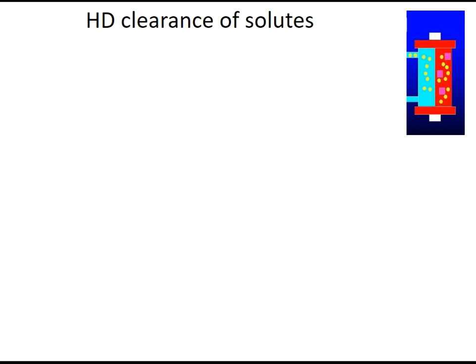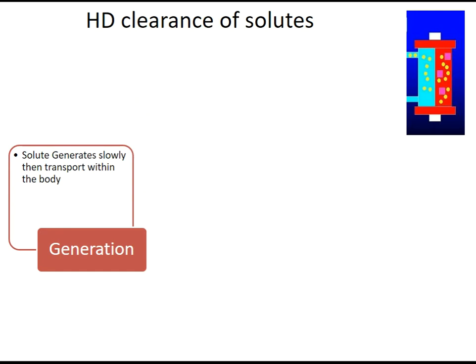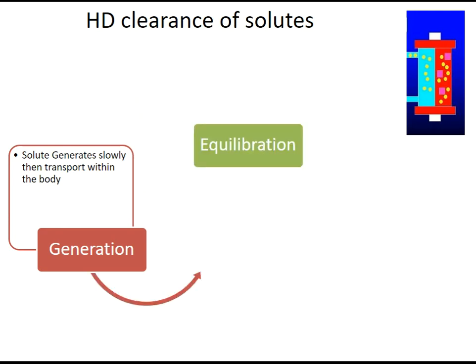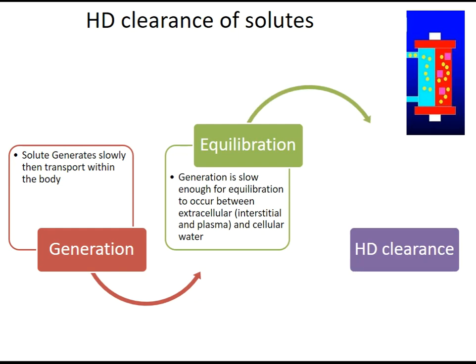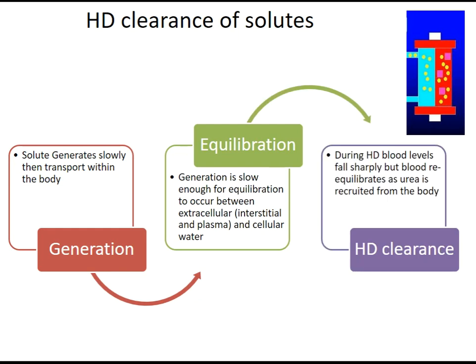In hemodialysis clearance of solutes, in the body we have generation of solutes, which are generated slowly, then transported within the body. Equilibrium: once generation has happened, it proceeds slowly enough for equilibration to occur between the extracellular, interstitial, plasma, and cellular water. While on dialysis, during hemodialysis, blood levels fall sharply, but blood re-equilibrates as urea is recruited from the body.